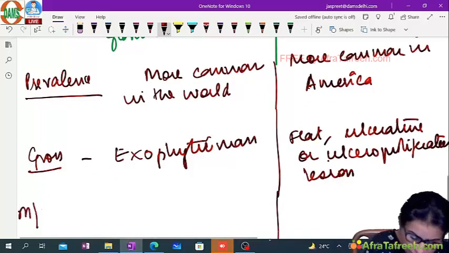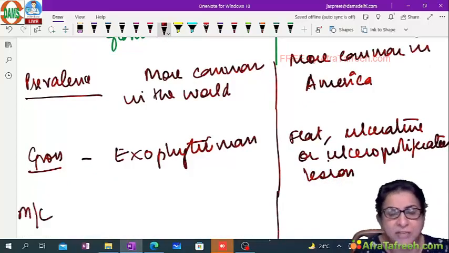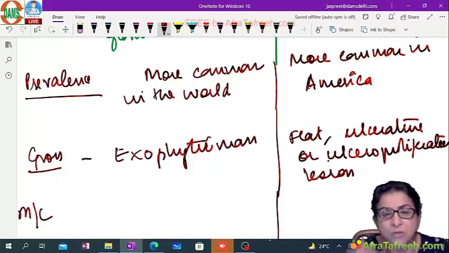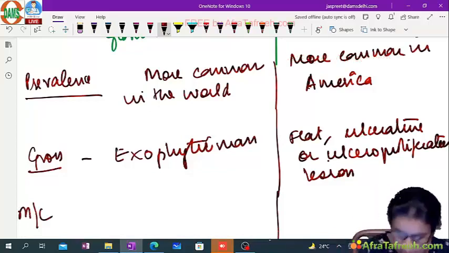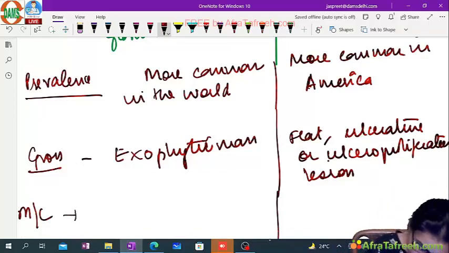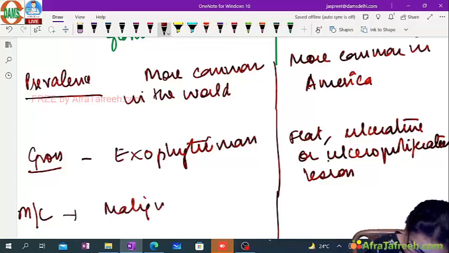And microscopy, if you see in squamous cell carcinoma, the malignant cells are squamous cells. In adenocarcinoma, malignant glands are formed. So in adenocarcinoma, you have malignant glands, whereas here you have malignant squamous cells.